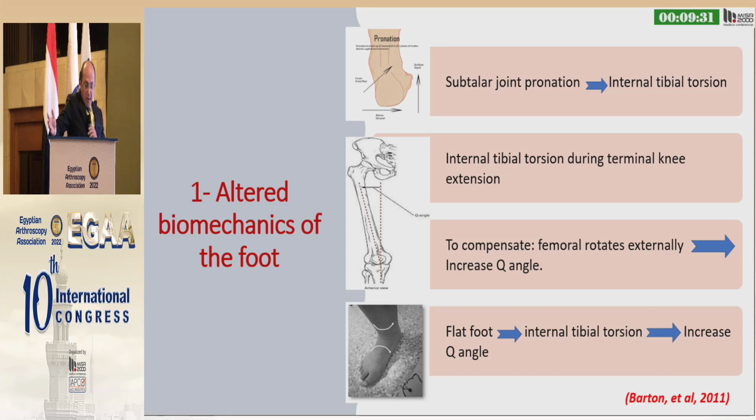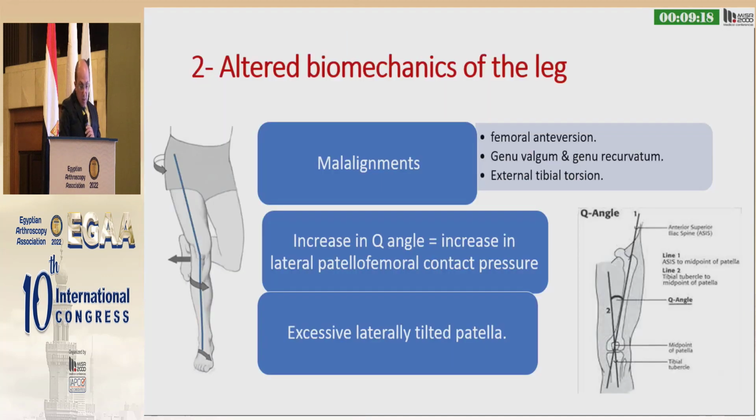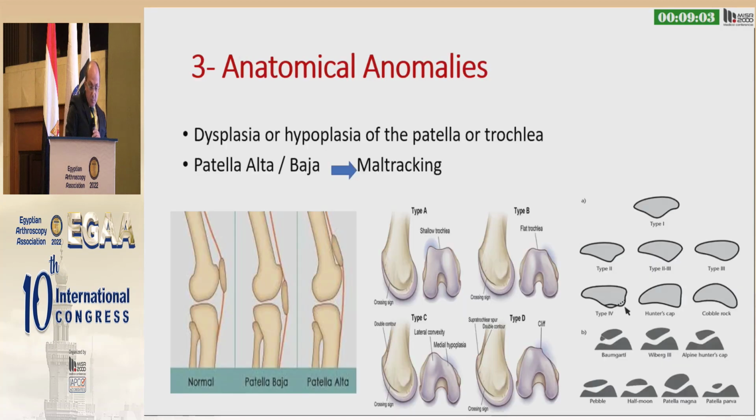In the case of the foot with subtalar joint pronation, there is an increase in the tibial torsion during the terminal knee extension. To compensate for that, the femur is rotated externally, leading to an increase in the Q angle. Malalignment of the legs, such as femoral anteversion, genu valgum, genu recurvatum, and external tibial torsion, increases the Q angle, which later on increases the lateral patellofemoral contact pressure and causes excessive lateral tilt of the patella.